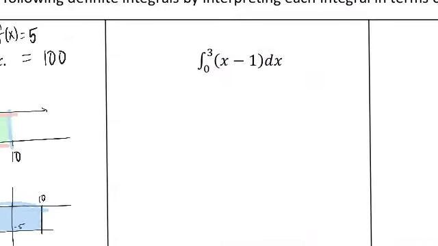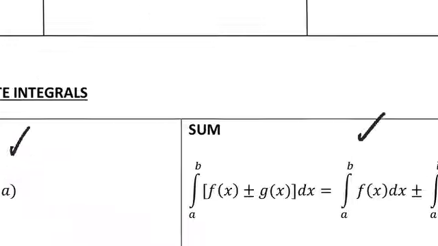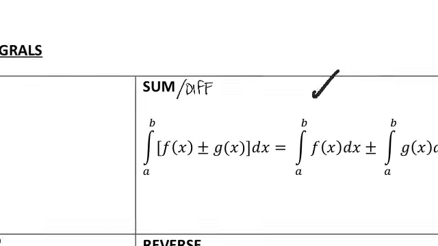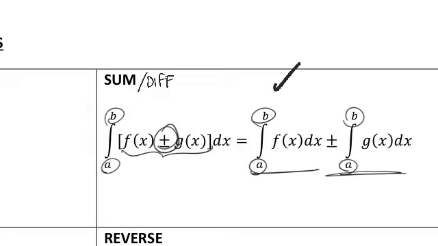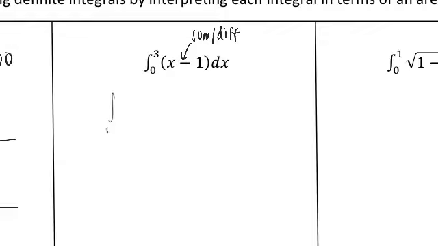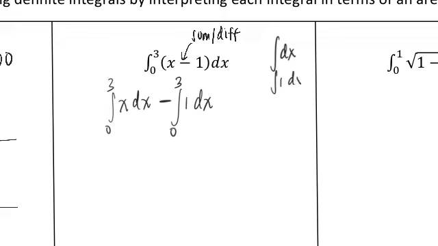Okay, then we have this guy. This is an example of the sum and difference property, which says that if the integrand is a sum or difference of functions, we can break up our integral. Notice the limits are staying the same, but we can break up the integrand into pieces. So here I can think of this as the integral from 0 to 3 of x dx minus, and I'm also using the constant multiple property, the integral from 0 to 3 of 1 dx, or of just dx. When you see this, we're really just saying it's 1 times dx, okay?